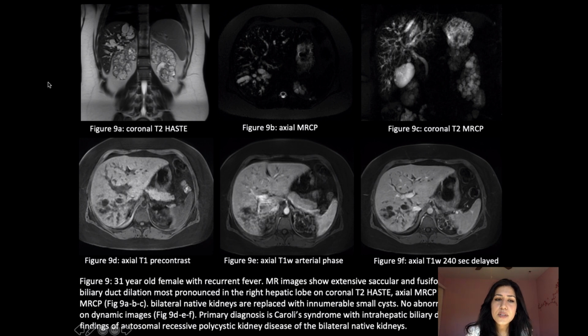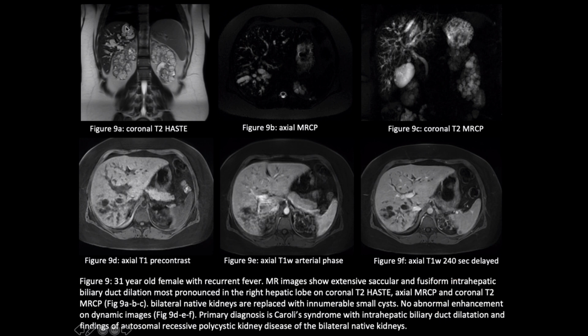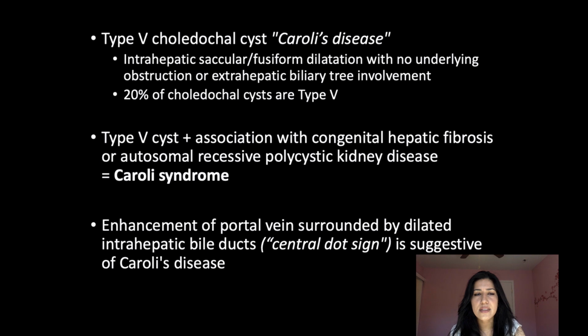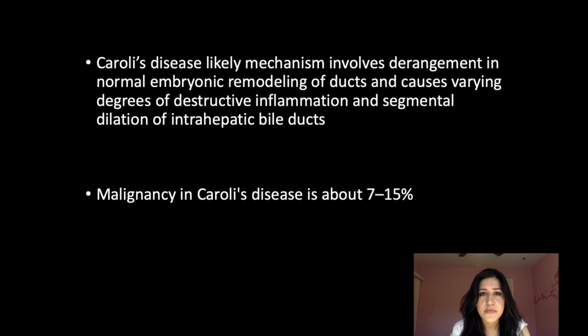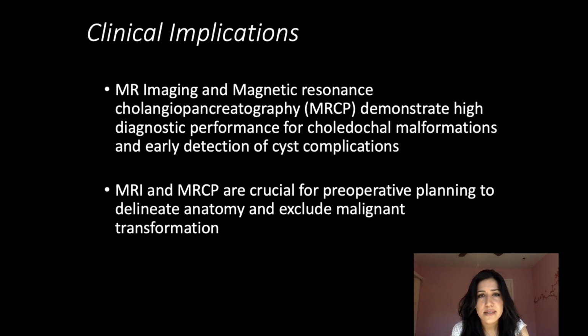Another case, this is a 31-year-old female with recurrent fever. The MR images are showing extensive saccular and fusiform intrahepatic biliary duct dilatation. It's mostly pronounced in the right hepatic lobe. You can also see the cystic disease involving bilateral kidneys. So this is polycystic kidney disease, and this is called Caroli syndrome since it's a combination of both intrahepatic biliary duct dilatation and polycystic kidney disease. We call it Caroli syndrome also if it's associated with congenital hepatic fibrosis. 20% of choledochal cysts are type 5, and the malignancy in Caroli's disease is about 7 to 15%.